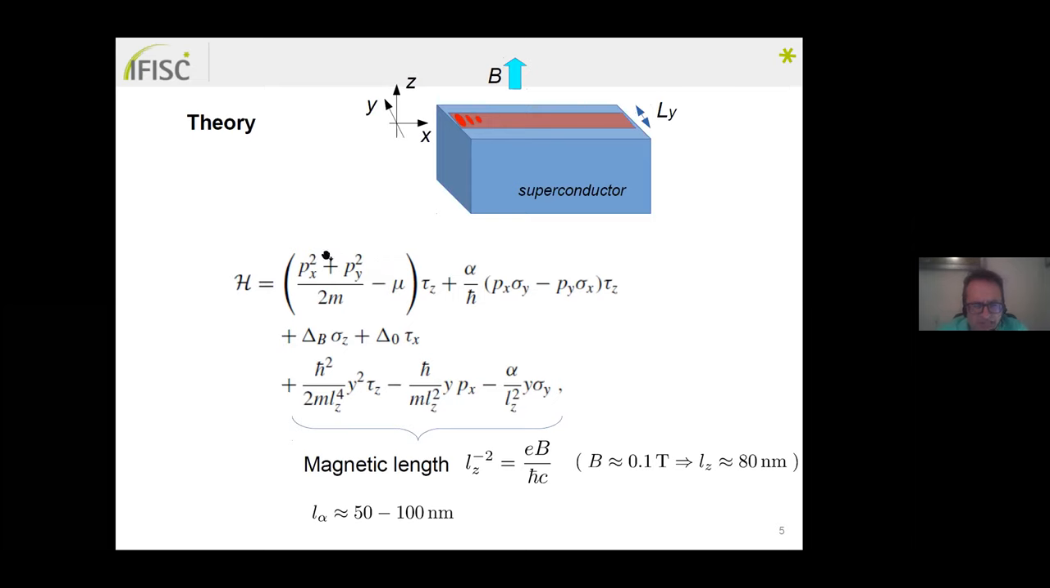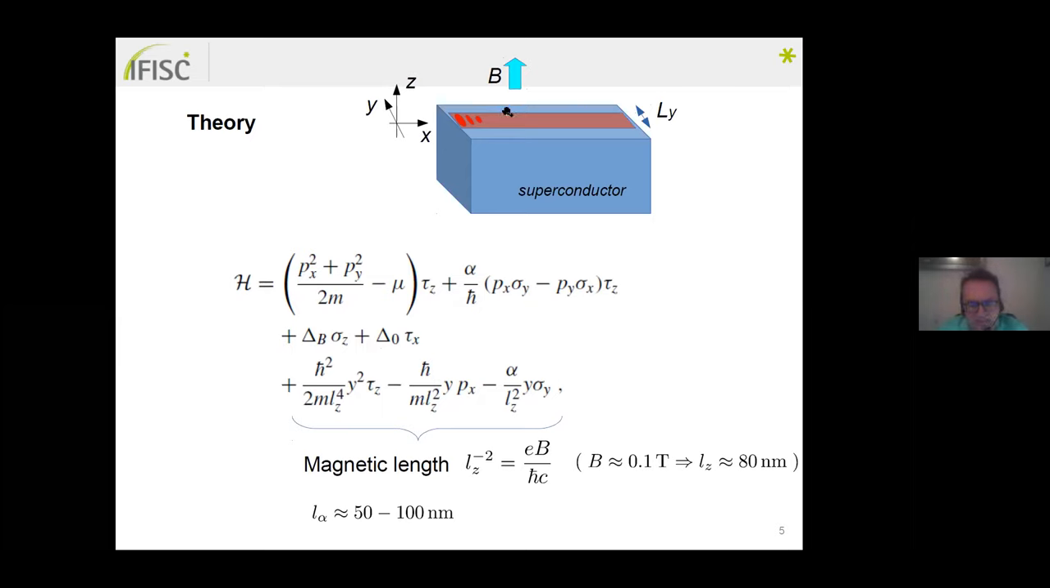The Hamiltonian contains the kinetic energy contribution, a chemical potential represented by a parameter mu, then a spin orbit interaction characterized by a parameter alpha, a Zeeman term coupling with the spin in the Z component for the vertical magnetic field, and the parameter delta B that is representing the Zeeman energy. And then we also have the superconductivity induced by proximity with the superconductor represented by parameter delta zero. And these are the three ingredients I mentioned previously: the spin orbit interaction, the Zeeman energy, and the superconductivity.